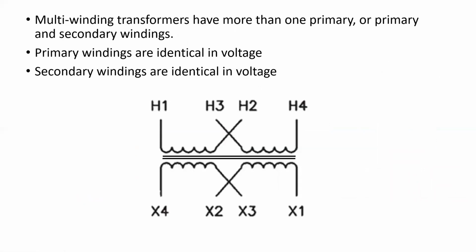So, as we've observed, there's more than 1 winding on the primary and or the secondary. It's important to realize that the primary windings are always identical in voltage, and the secondary windings are identical in voltage. So it's not like we're going to have 2 different voltage values.